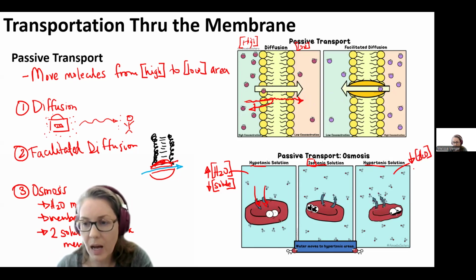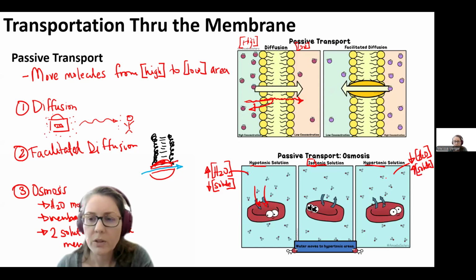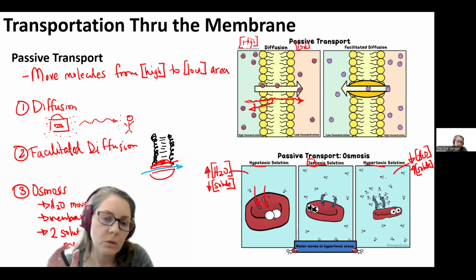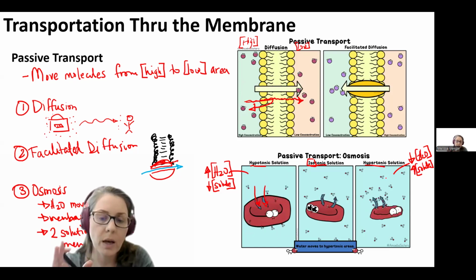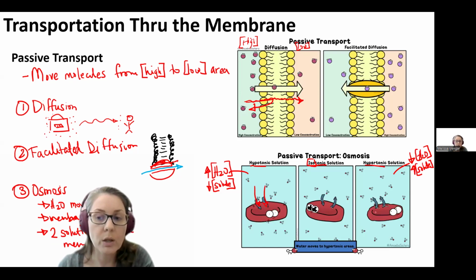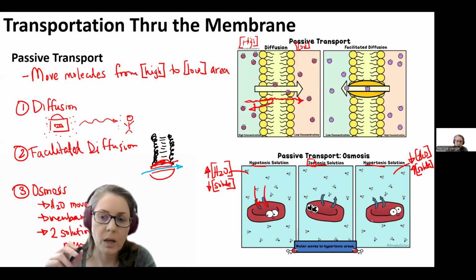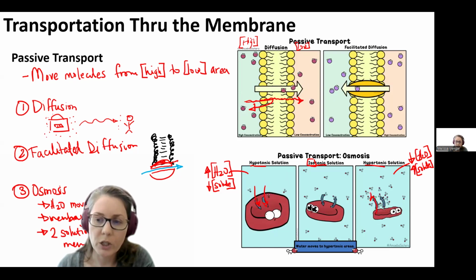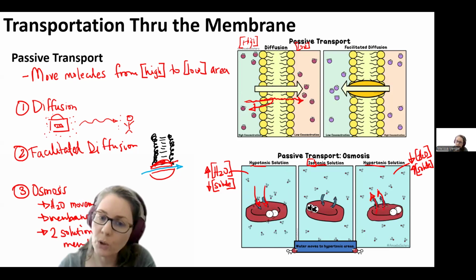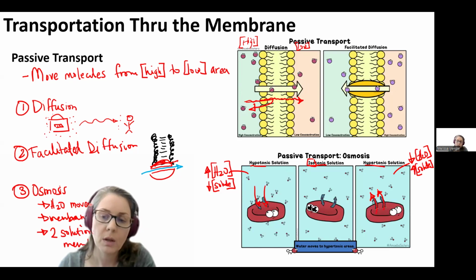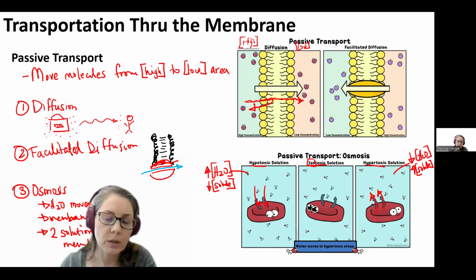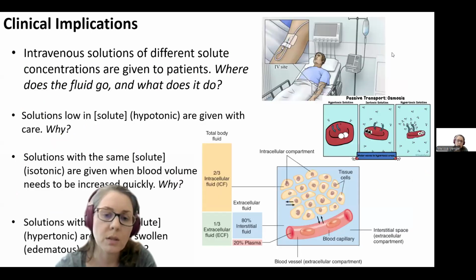In a hypertonic solution, you have low water on the outside and high solute concentration. So that means you have way more salt on the outside, or any other solute is higher on the outside, and you have higher amounts of water on the inside of the cell. You're going to go from your high concentration to your low concentration and pull that water out of the cell.